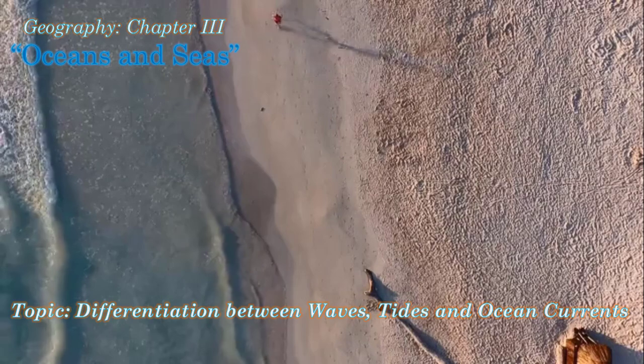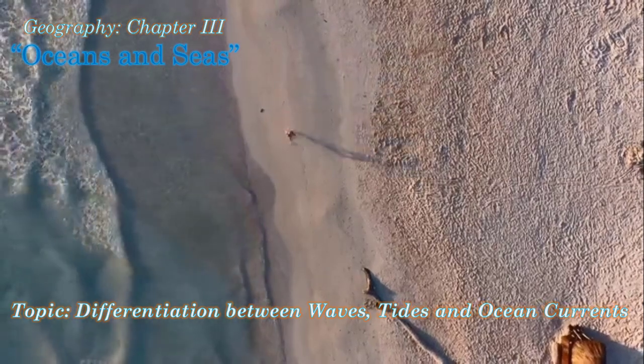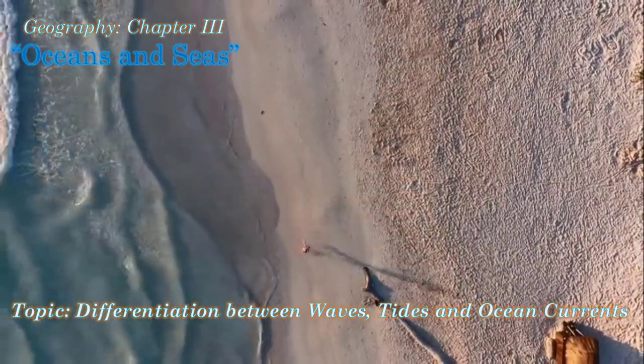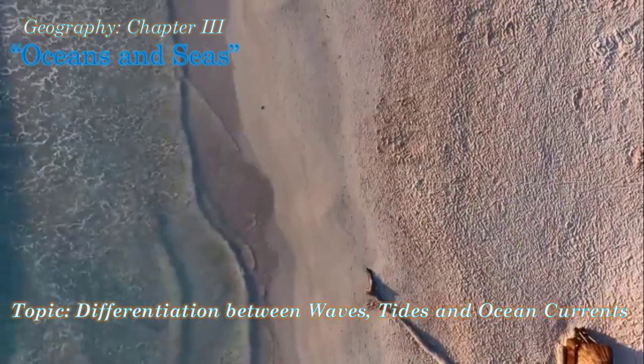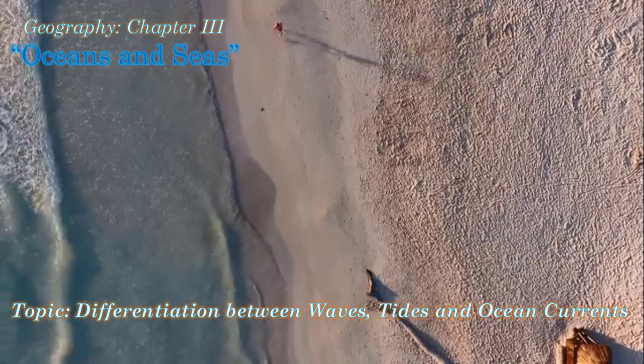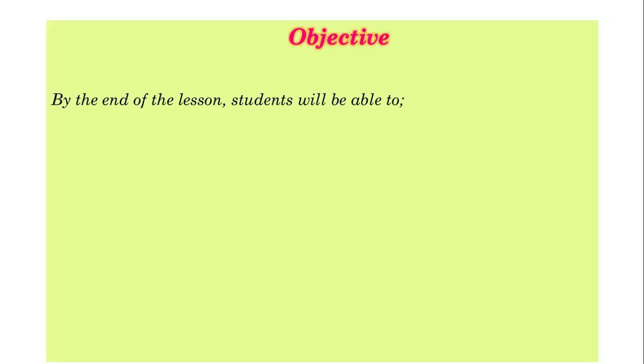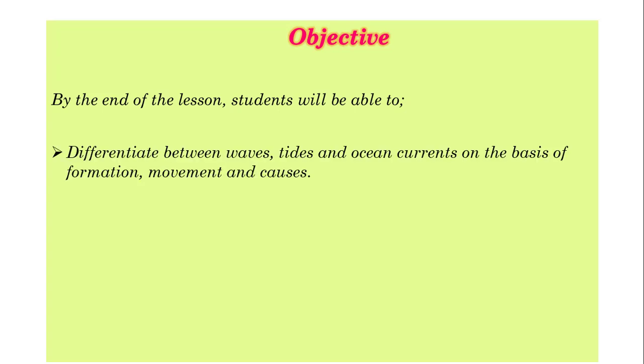Geography Class 8, Chapter 3, Oceans and Seas. Topic: Differentiation between waves, tides and ocean currents. Objective of our today's lesson: by the end of the lesson, you will be able to differentiate between waves, tides and ocean currents on the basis of formation, movement and causes.